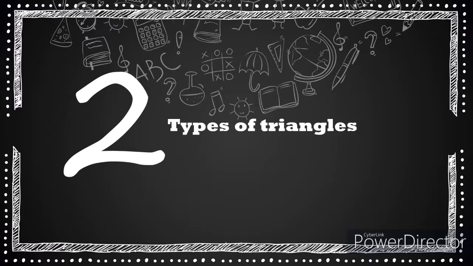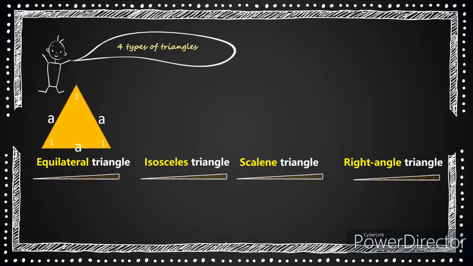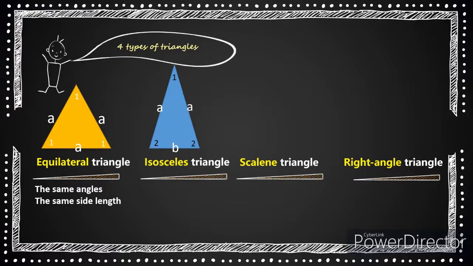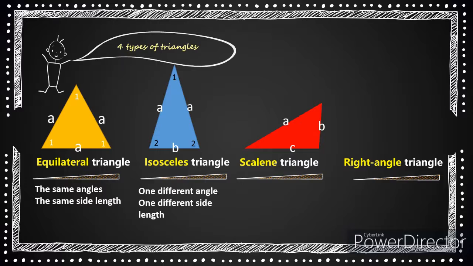Then I will introduce some types of triangles. First is the equilateral triangle. Its 3 angles are the same, and the lengths of its sides are also the same. The second one is the isosceles triangle. An isosceles triangle has 2 equal sides and 1 different side, and 2 equal angles. And the third one is the scalene triangle. It has unequal lengths and angles.